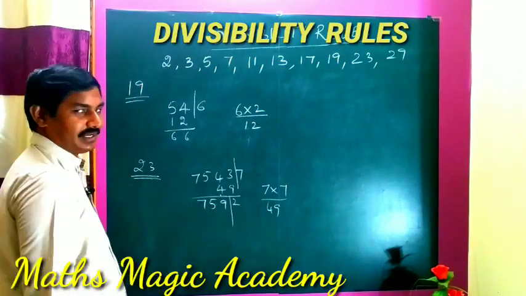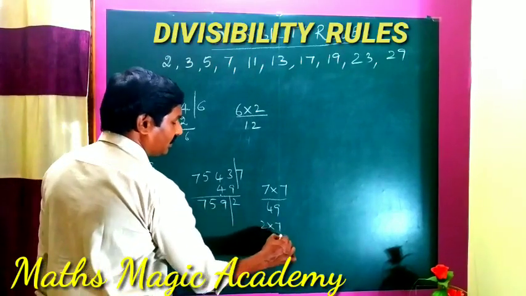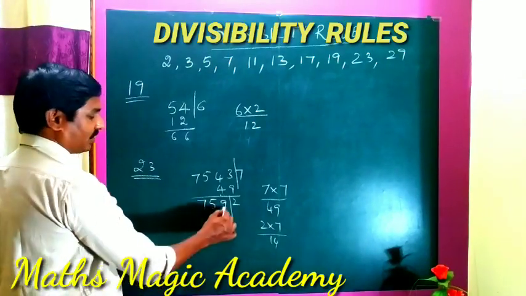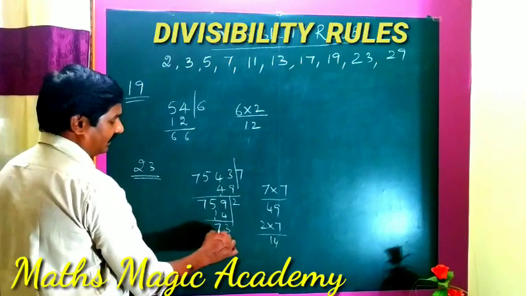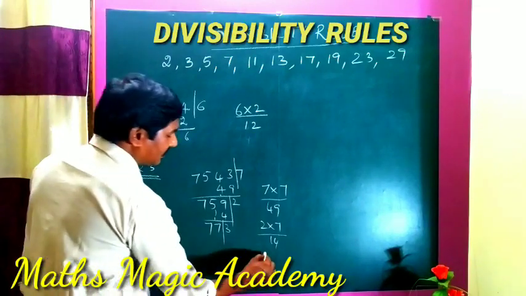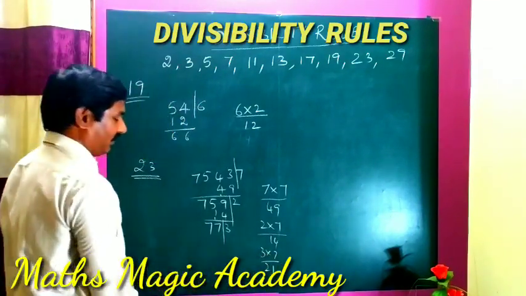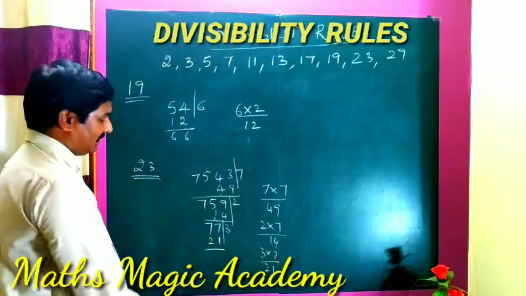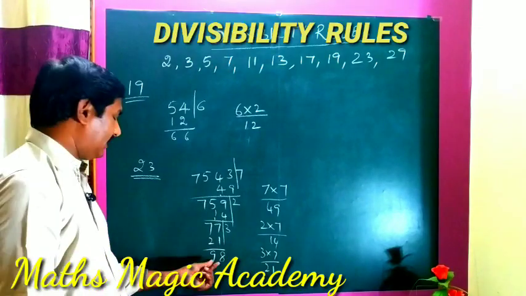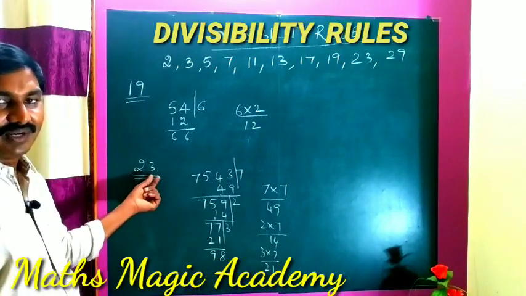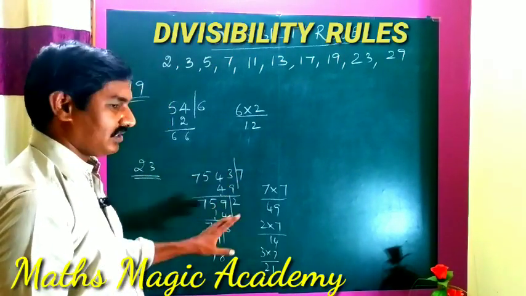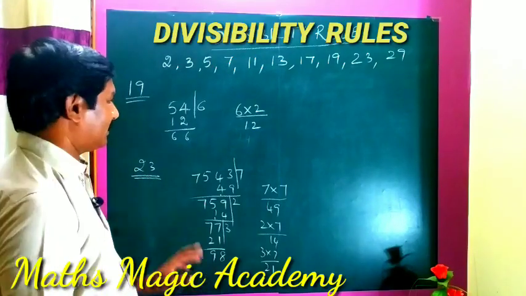The same process we have to repeat. Here the last digit is 5... Here the last digit is 2. 2 into 7 is 14. This 14 we have to add to the remaining digits. What are we going to get? 1377. Again, this last digit is 3. This 3 into 7 is 21. 21 we have to add to the remaining digits. So here we get 98. This 98 is not divisible by 23. So we can say this 75,437 is also not divisible by 23.